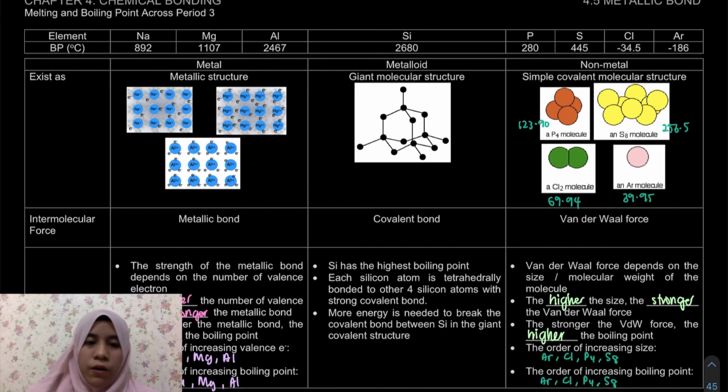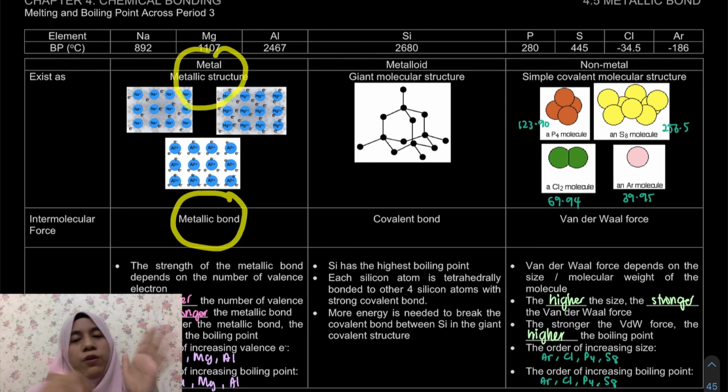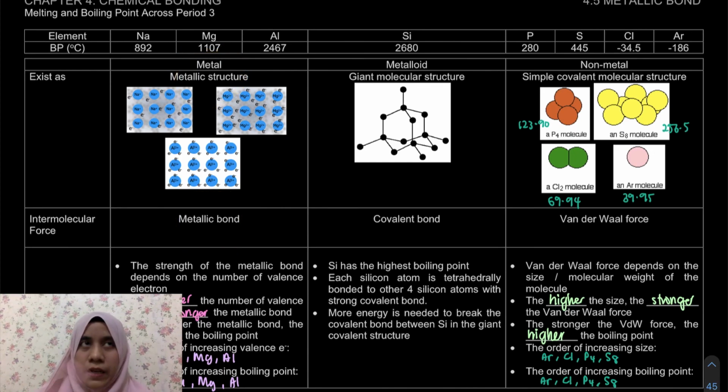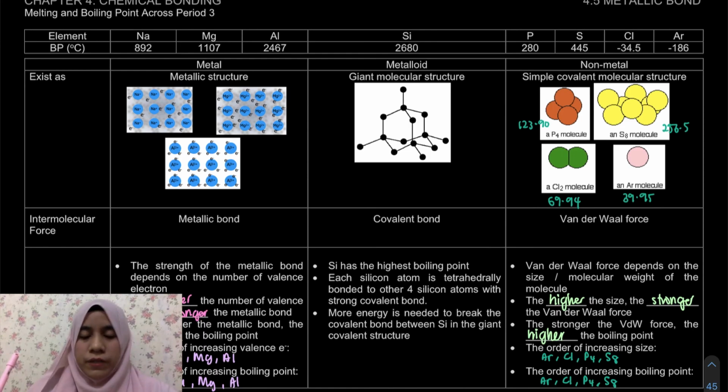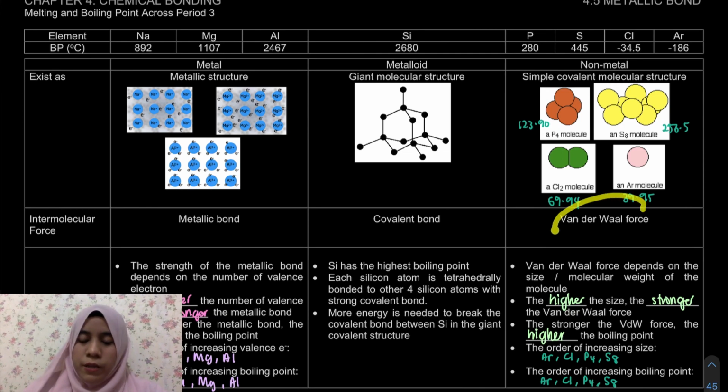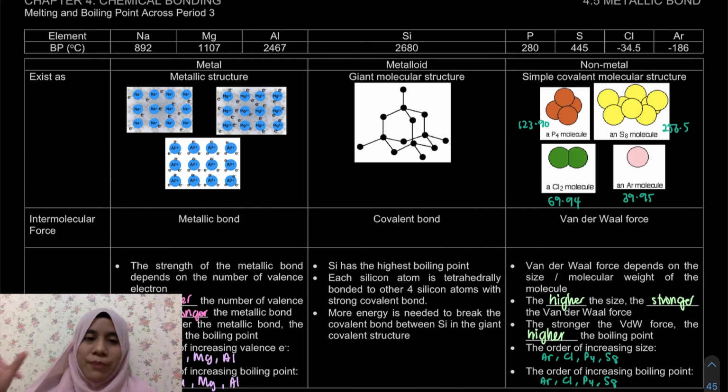Between all our metals, we look in terms of metallic bond, be it valence electron or the size of the atomic radius of the metal. For the non-metals, we look in terms of van der Waals force, or more simply, we look in terms of the size. So, that's it. The last of chapter 4.5 and the last of chapter 4.